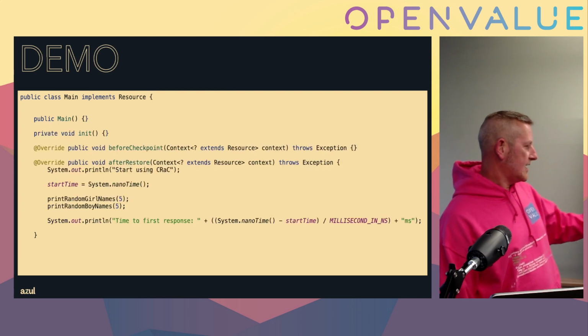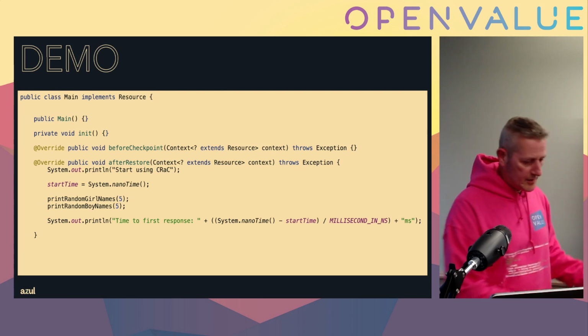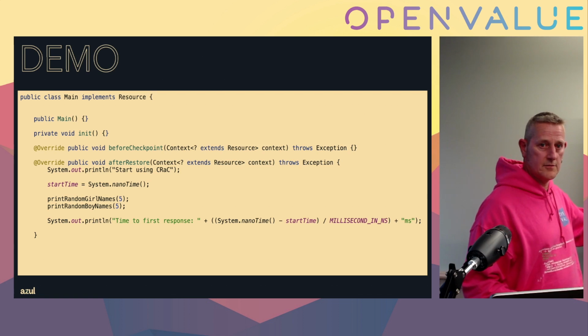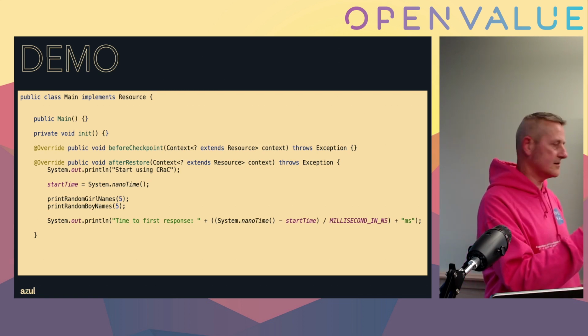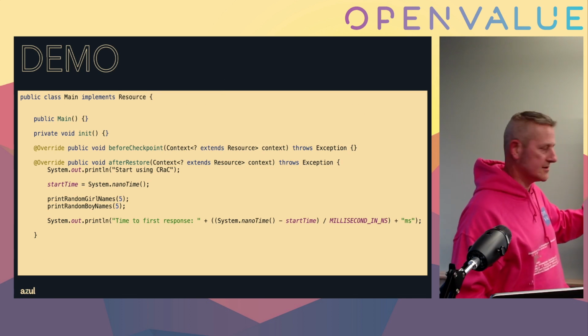Then I have this after restore. That means if I do a checkpoint and the next time I restore from the checkpoint, this method will be called, not the constructor or something, right? Because it's like a snapshot. The code was already running, I just snapshotted it. So there's no need to go to the initialization again.